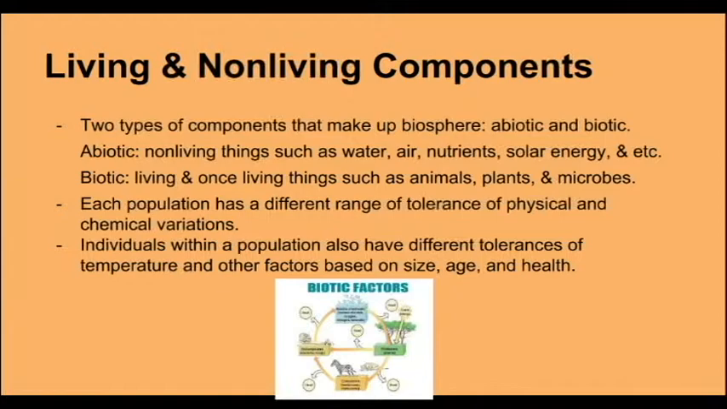Living and non-living components. Two types of components that make up the biosphere are biotic and abiotic. Abiotic are non-living things such as water, air, nutrients, solar energy, and etc. Biotic things are living and once living things such as animals, plants, and microbes. Each population has a different range of tolerance of physical and chemical variations. Individuals within a population also have different tolerances of temperature and other factors based on size, age, and health.